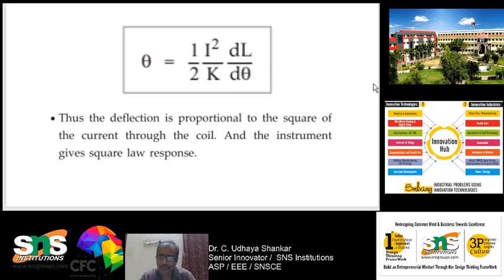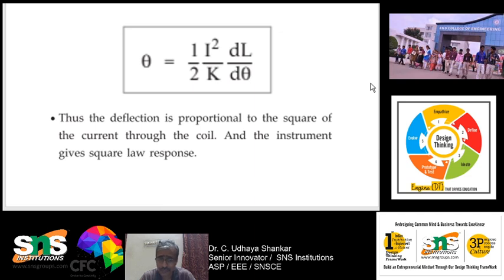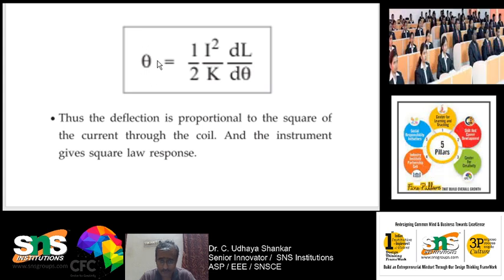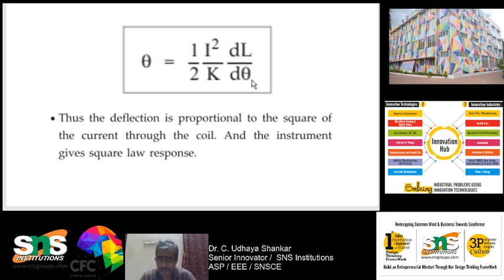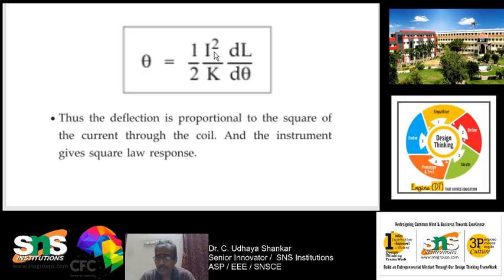So the MI instrument will be used for measurement of AC, whereas the MC instrument will be used for measurement of DC. Why the MC instrument cannot be used for measurement of AC is a different story. Here theta is nothing but the deflection, and this deflection is proportional to I square, because of which it can be used for AC. In PMMC, which we will discuss in the next video, theta is directly proportional to only I, so it cannot be used for measuring AC values.